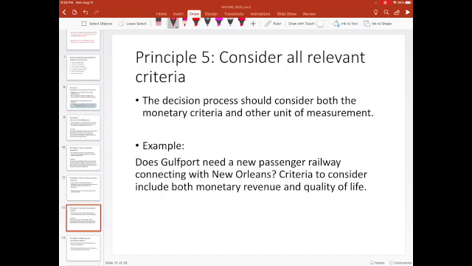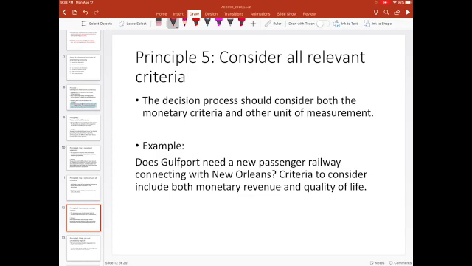And principle 5 is to consider all relevant criteria. Criteria means the factors you consider. So the decision process should consider both the monetary criteria and other units of measurement. Okay, one example: if the city of Gulfport needs a new passenger railway connecting Gulfport with New Orleans. Do we need that? Make the decision.